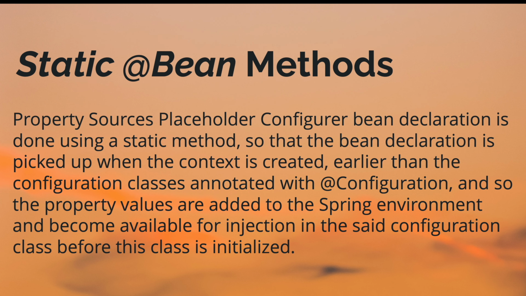There is a bean in Spring that is called PropertySourcesPlaceholderConfigurer. And this bean, the way Spring has configured it, is using a static method. Why does Spring declare that bean like that? It is so that the bean declaration is picked up when the context is created, earlier than the configuration classes, which are annotated with the Configuration annotation, or even other component classes.